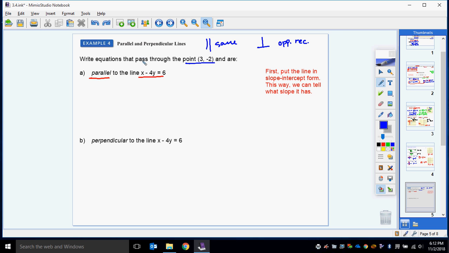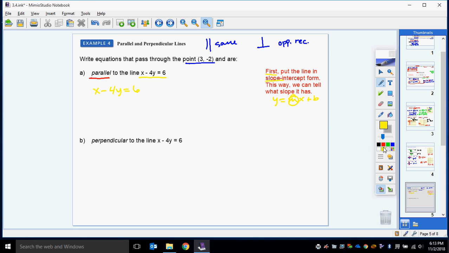So I have this equation of the yellow line, but I don't really know its slope. Remember, if I'm going to have parallel lines, I need to know the slope so I can make it the same. So what I'm going to do is take this line, x minus 4y equals 6, and put it in a form where I can easily see the slope. So I'm going to put it in slope-intercept form. That way I can see which number is the slope, right? y equals mx plus b form. I want to know what m is. In order to put it in this form, I need to get y by itself.